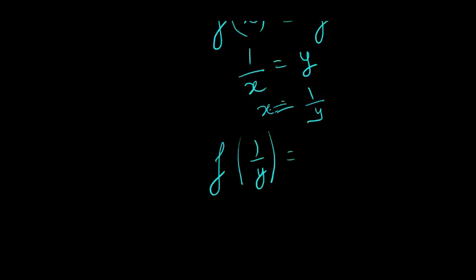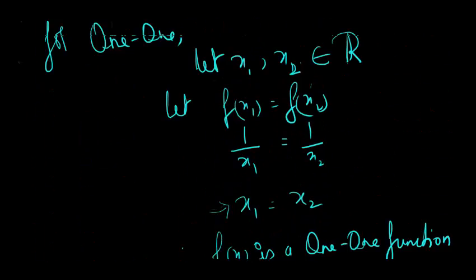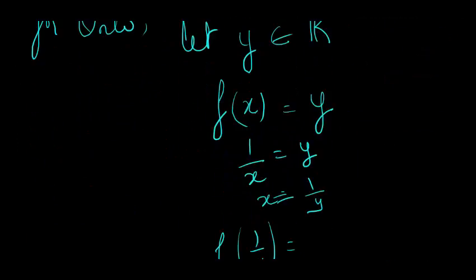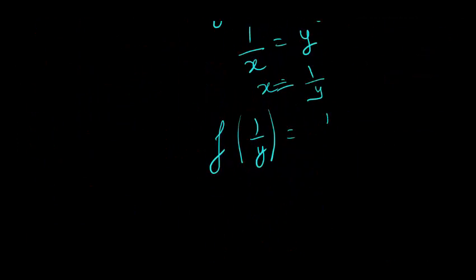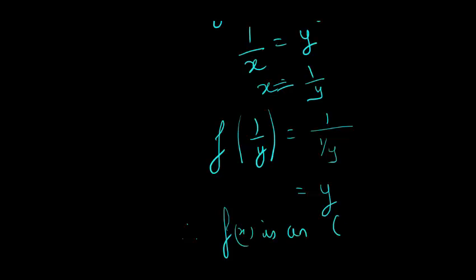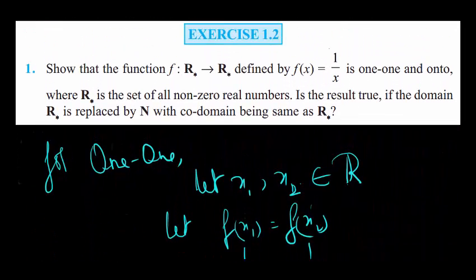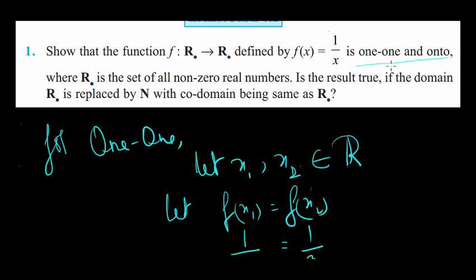Now you need to find out what is f of 1 over y. It's equal to 1 over x, that is the function, isn't it? Look at that, 1 over x is the function. So this is going to be 1 over 1 by y, which is going to give me y. And because I'm getting back a y, I then say therefore f of x is an onto function. You getting me? Okay, so that's an onto function. Now let's look at the second part of this question. So I've gone ahead and proved that it's a one-one function and an onto function. That's not a problem for me.